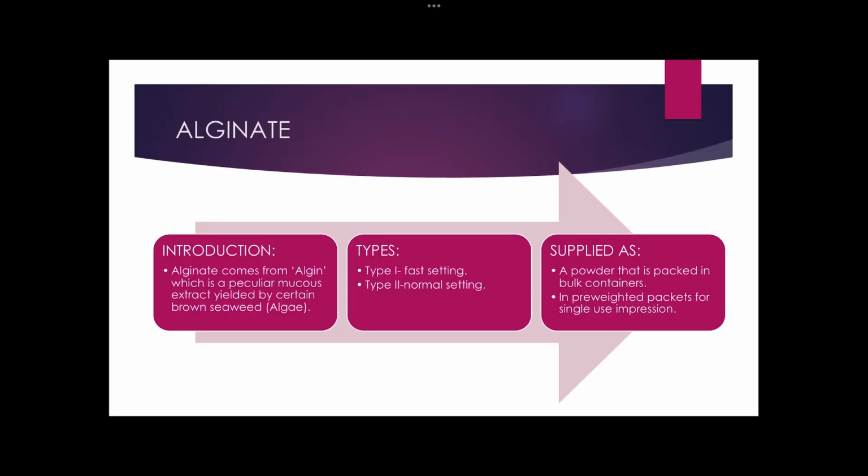So let's see what is alginate. Alginate is also an impression material. It is an elastic impression material. Introduction. Alginate comes from algin, which is a peculiar mucus extract yielded by certain brown seaweeds like algae. Okay. Types. It is of two types. Type 1 fast setting, type 2 normal setting. Supplied as a powder that is packed in bulk containers or in pre-weighed packets for single-use impression.